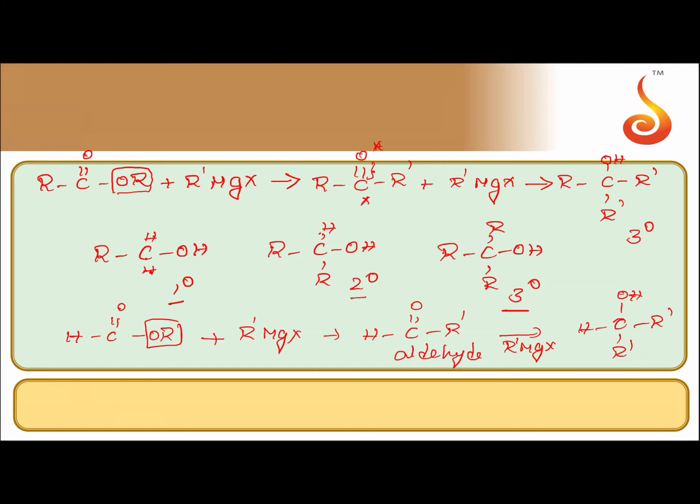I'll get a secondary alcohol. How do you know that this is secondary alcohol? The carbon to which the OH is bonded is in turn linked to only 1 hydrogen. So it is a secondary alcohol. So this option is also ruled out. Again I am repeating, formaldehyde reacts with Grignard's reagent to form primary alcohol. Any other aldehyde reacts with Grignard's reagent to form secondary alcohol. Ketones react with Grignard reagent to form tertiary alcohol.